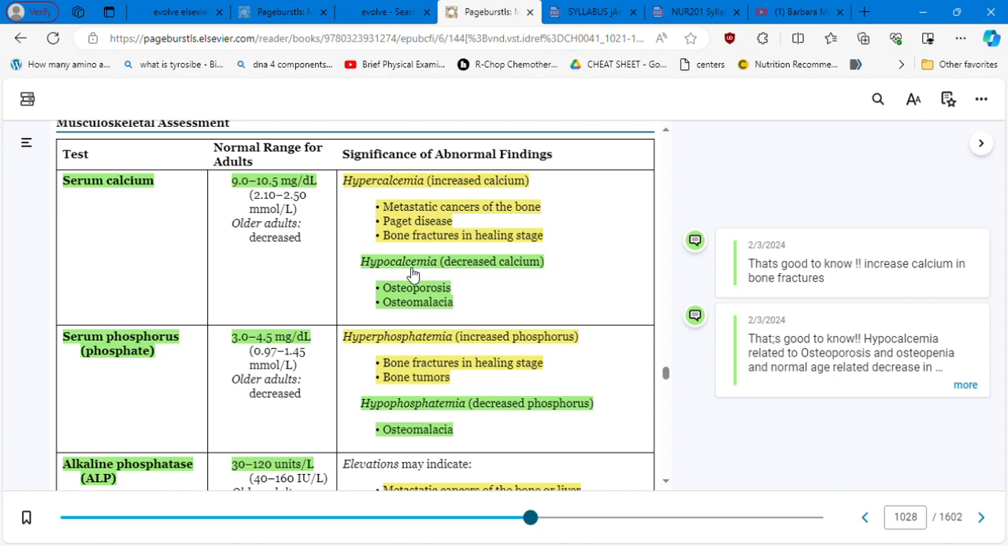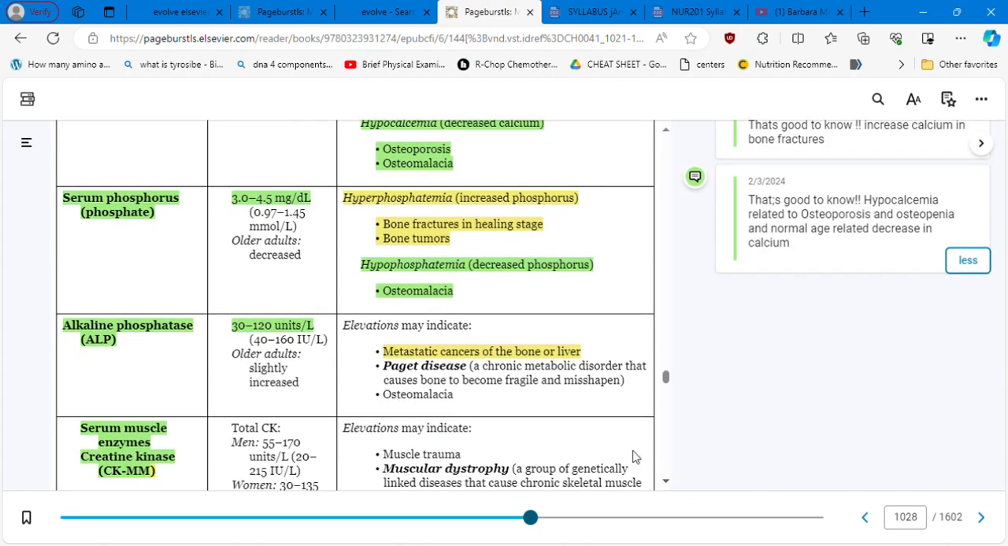Okay, hypercalcemia, increased calcium, in bone fracture. Hypocalcemia, decreased calcium, is going to appear in osteoporosis and osteomalacia. Okay, that's good to know. Hypocalcemia is related to osteoporosis and osteopenia, and normal age-related decrease in calcium.